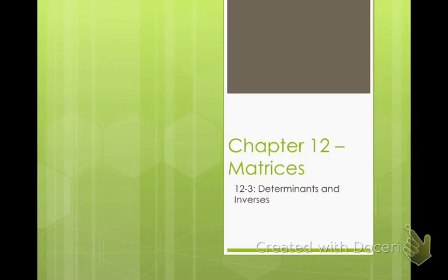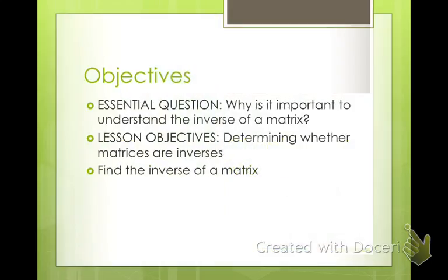Alright, in our next lesson on matrices, we're going to be doing determinants and inverses. So we've added and subtracted, and we've multiplied by a scalar, and we've multiplied two matrices together. So now we're going to be finding determinants and inverses, which is, again, something new. Well, basically everything in this chapter is going to be new, because you probably haven't seen matrices before.